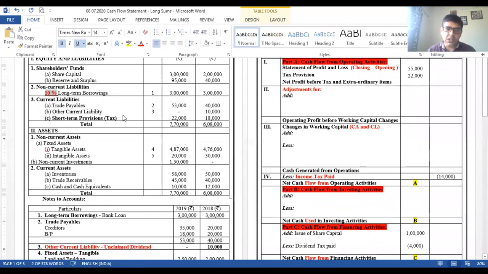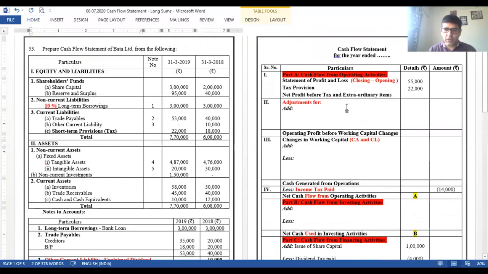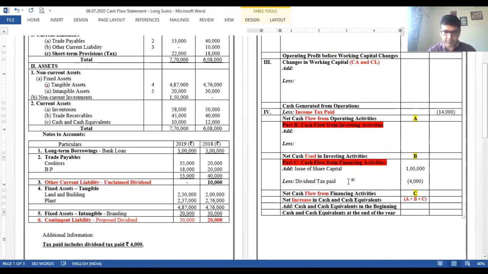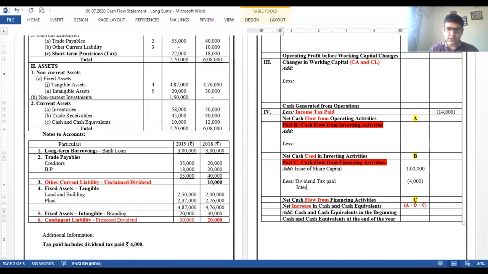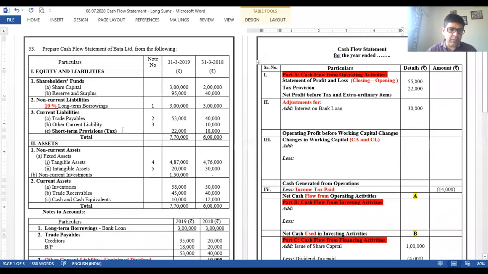So we need to calculate interest on long-term borrowings. So interest at the rate of 10% on the opening balance, 3 lakh ka 10% will be 30,000. The effect is very, very simple. We need to go to the adjustment part. We need to add over there interest on bank loan. Okay. Amount is 3 lakh ka 10%, that is 30,000. We know it's the amount paid on borrowings. So let us put it as by way of deduction over here. Interest on bank loan, right? Amount 30,000.